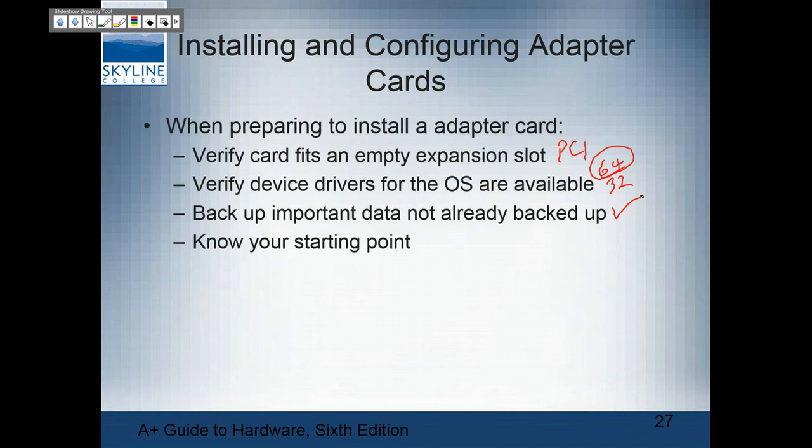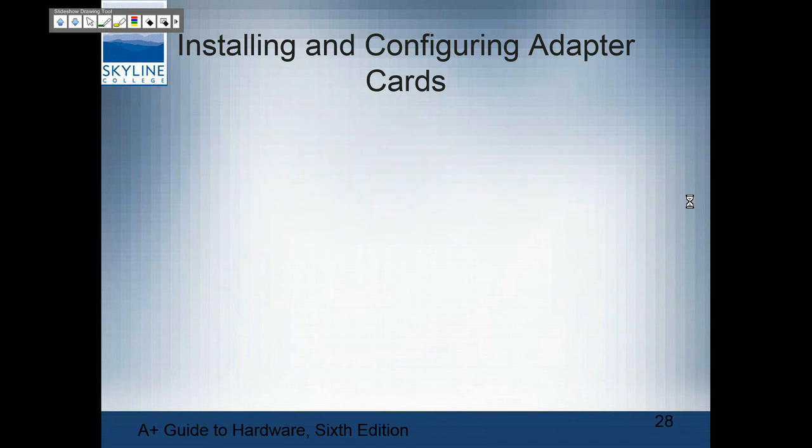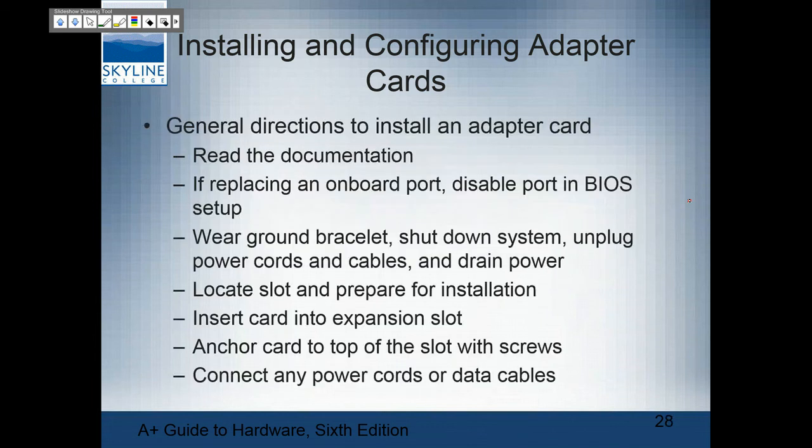Know your starting point. The other thing that we should do here in the Windows world is create a restore point. What the restore point will do is if the driver doesn't work, we can go back to a point in time. It gives us sort of a backup of the registry, so that if we put in a driver, the information goes into the registry and all of a sudden it doesn't work, then we can restore it to a previous point in time and use the old driver, the old information, and hopefully get the system started back.